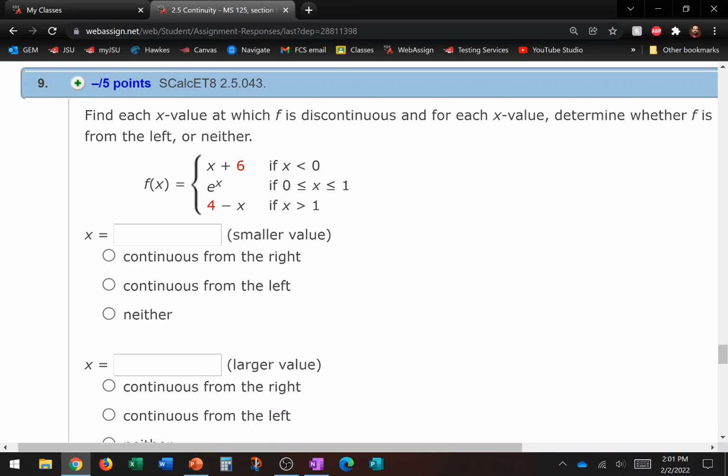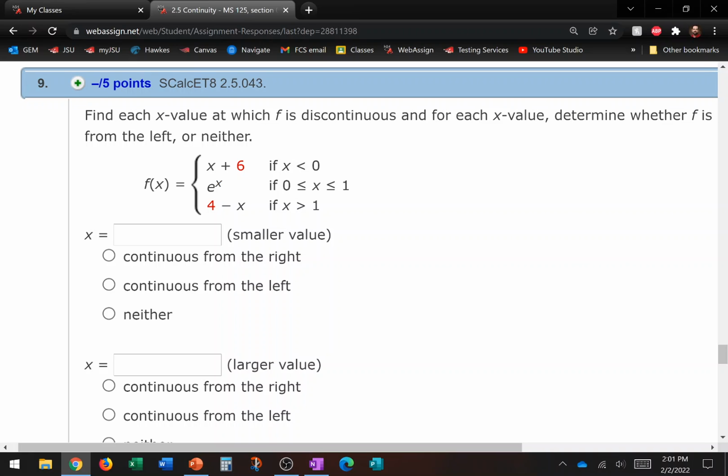Define if we have a discontinuity. So the ways we have discontinuities: we can have a hole in the graph, so if it's undefined, we have a discontinuity. Or we could have a jump, where we have a hole coming from one direction and it's defined coming from the other direction. Or we could have a vertical asymptote.